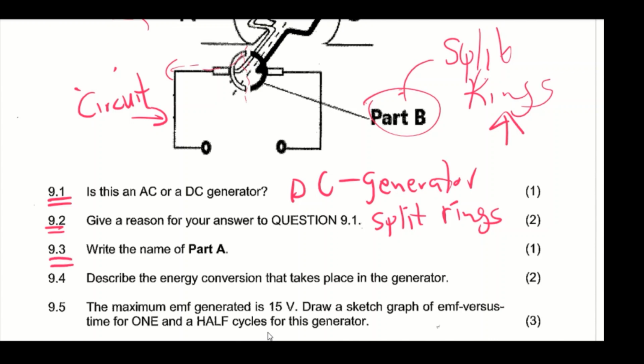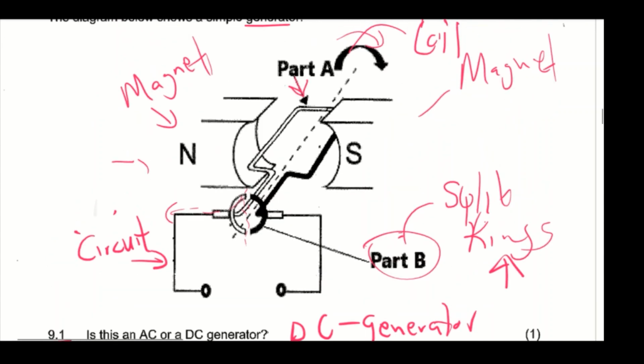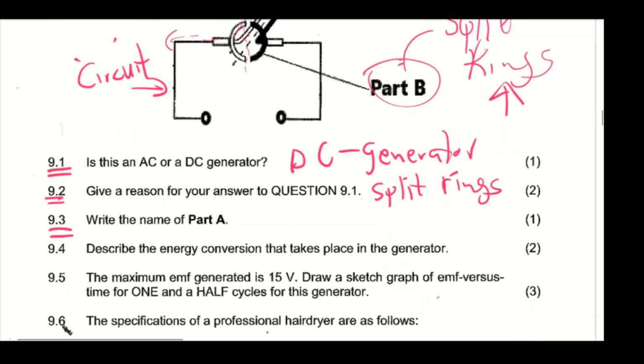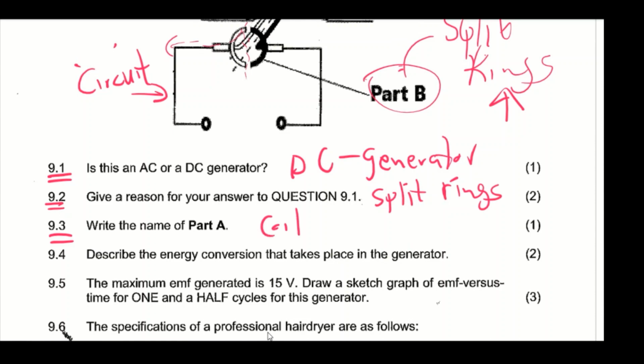So 9.3 says, write down the name of part A. We already wrote it. It's a coil, right? So this is part A. As I said, I explained that this coil is rotating, right? So hence I said it's part A. So, coil.